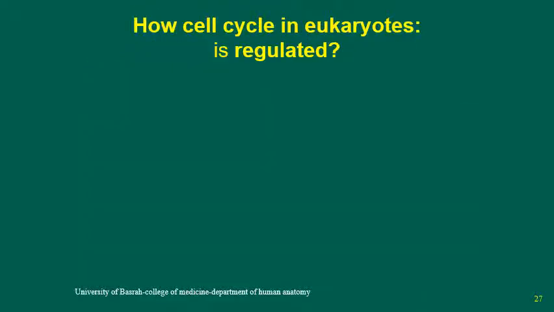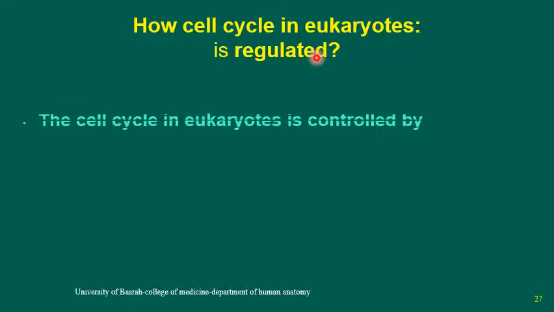The cell does not divide all the time, so it divides according to the requirements of the body. Therefore, cell division is regulated. How is the cell cycle in eukaryotes regulated? The cell cycle in eukaryotes is controlled by checkpoints, as well as internal and external factors.